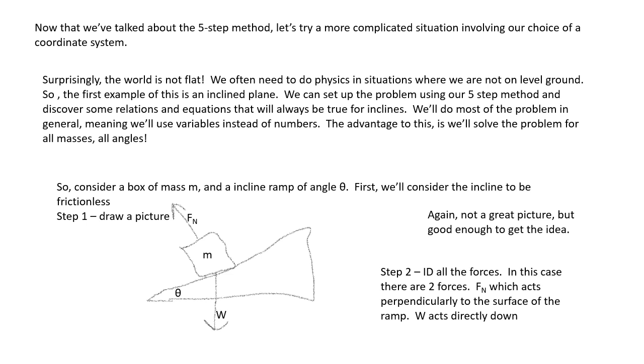Step two, I have to ID all the forces. In this case, as I said before, there's two forces. I have the normal force, which acts perpendicularly to the ramp. Remember what normal means. Normal means perpendicular. And then I have W, the weight, which acts directly down.